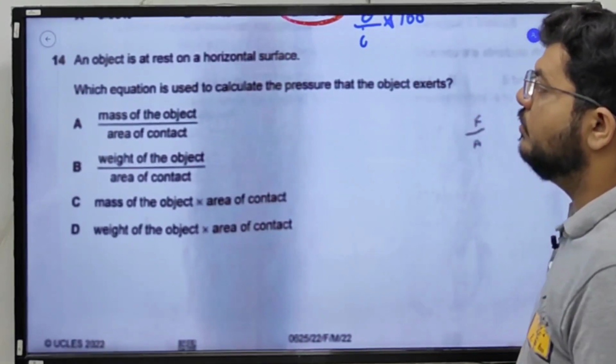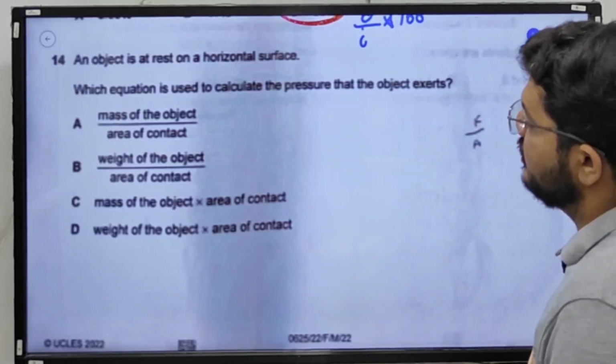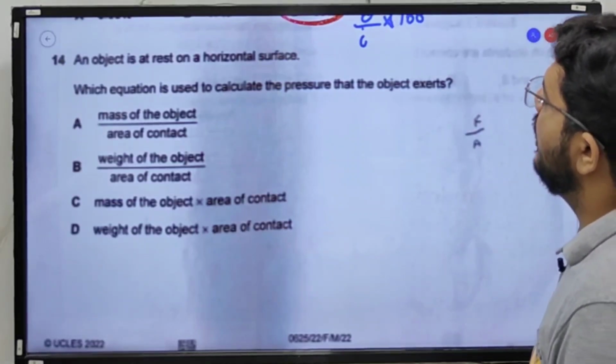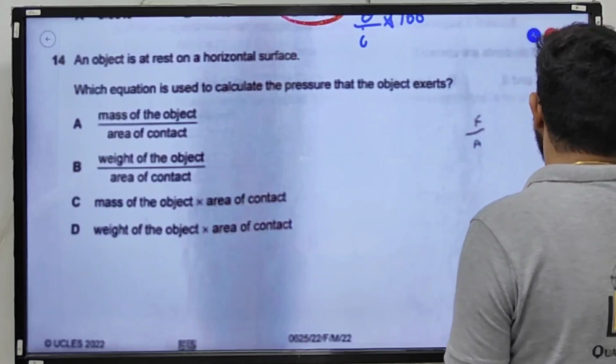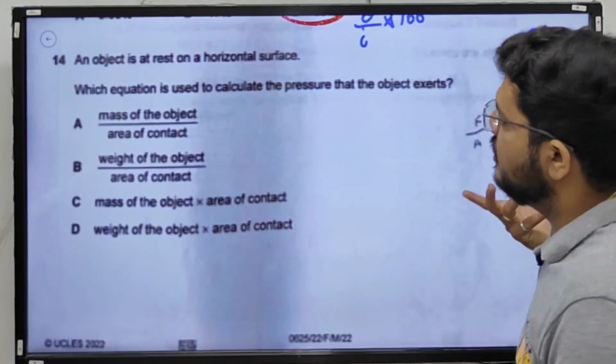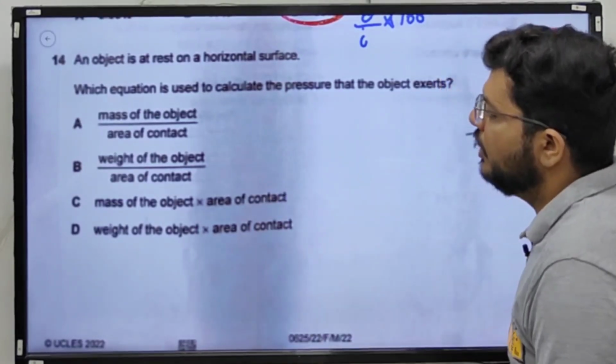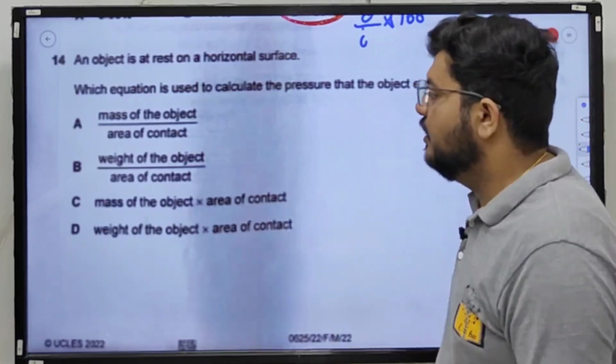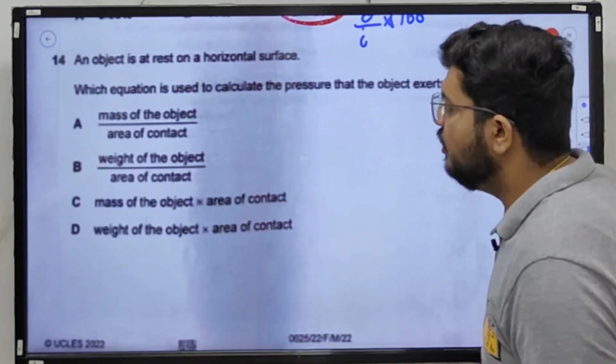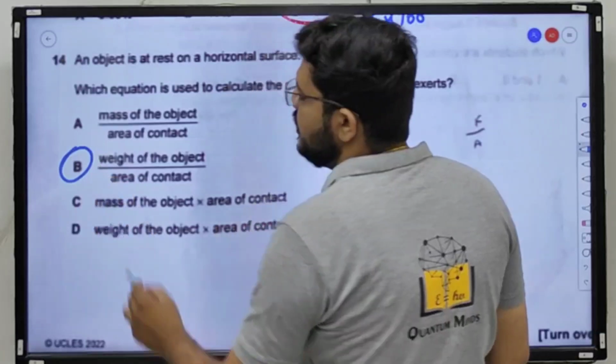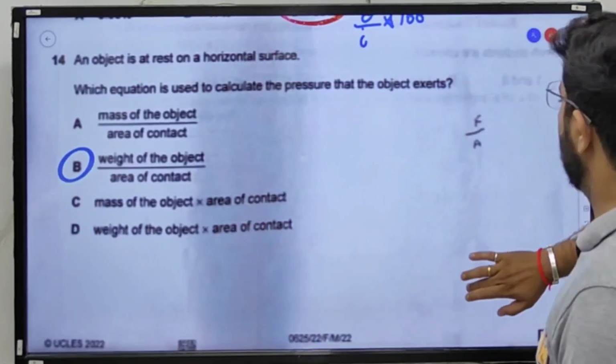Next question. An object is at rest on a horizontal surface. Which equation is used to calculate the pressure that the object exerts? This is nothing but the formula of pressure. Mass of the object upon area of contact? No, it's force upon area, right? Force is the weight of the object upon area of contact. So B is the correct answer, right?